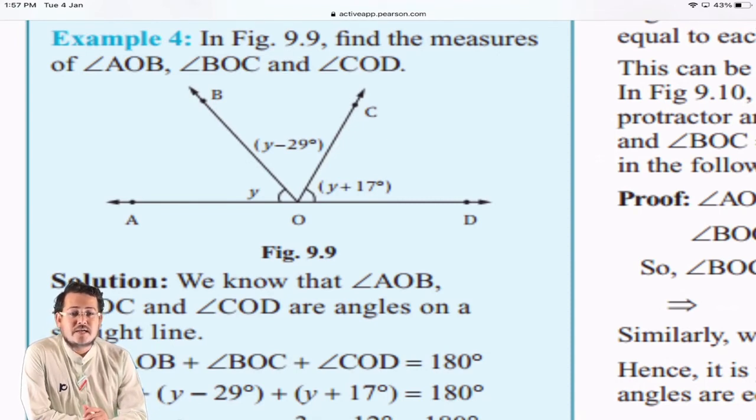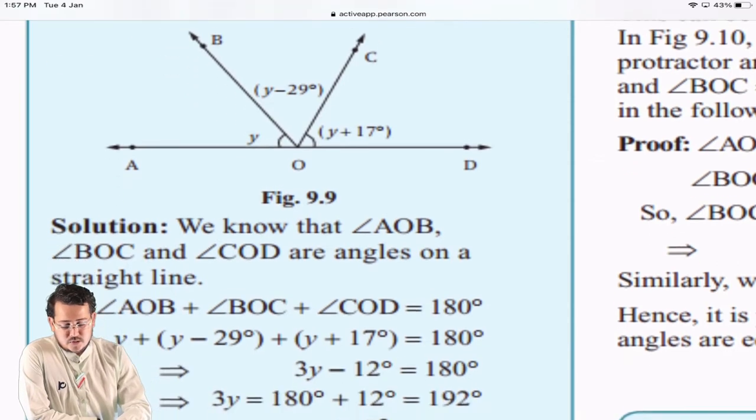But as in the figure we can see there are three different angles and addition of any two angles is not equal to 180 degree. So they can be considered as adjacent angles, but they cannot be considered as a linear pair. But addition of all the angles will become 180 degree. So it is angles on the straight line.